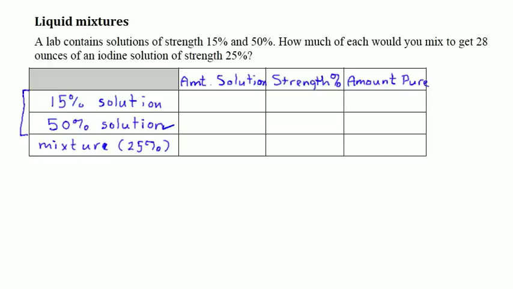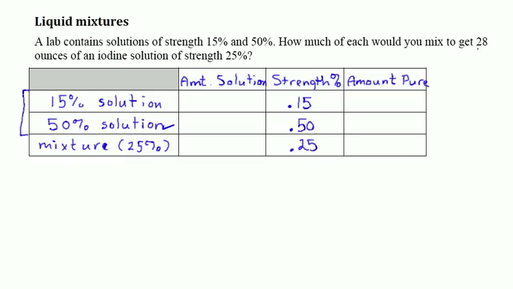So it still makes sense that if I multiply the amount of solution by the strength of the solution, I do get the amount of pure, in this case iodine, that is in that solution. So now I'm ready to start filling in the values I know exactly. I know the strength of everything. My 15% solution, I'm going to convert that percent to a decimal, 0.15. My 50% is going to be 0.50. My 25% is going to be 0.25.